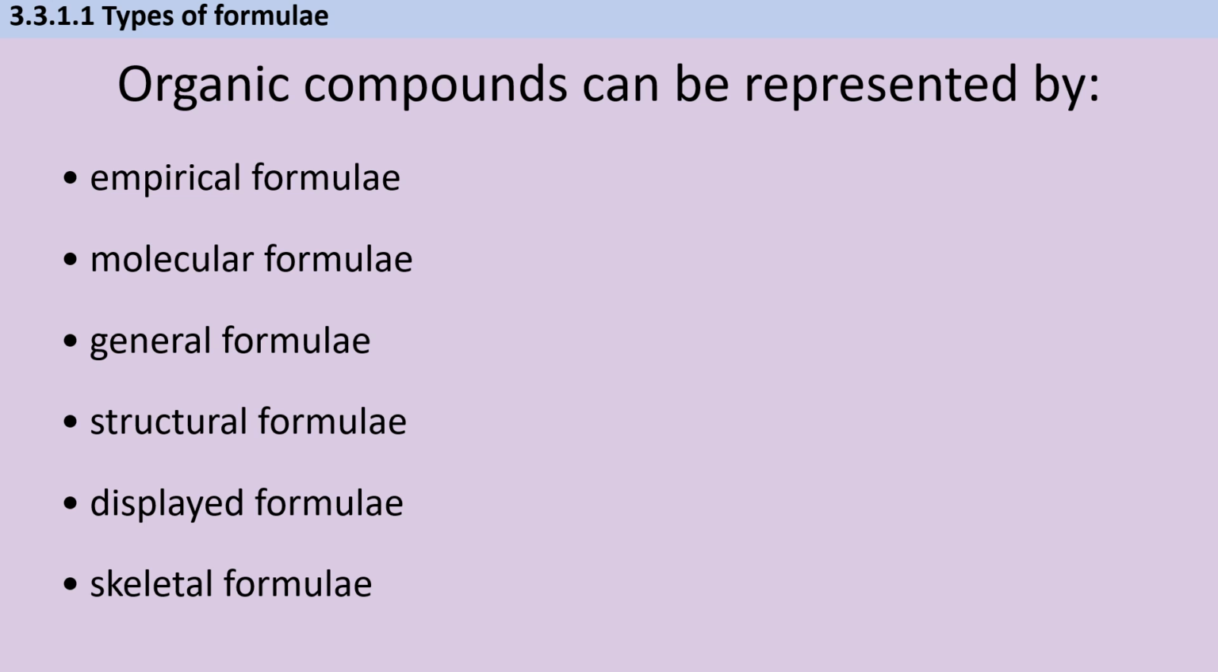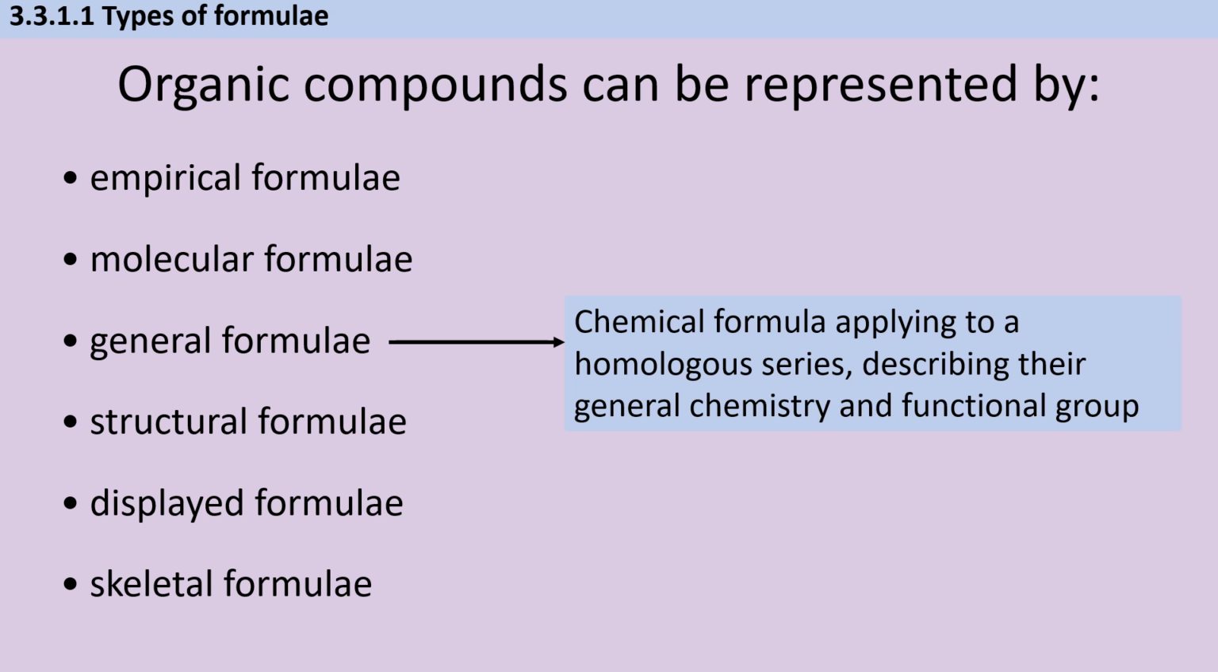So next we're going to look at the general formula, and you would certainly have heard this term if you did AQA GCSE chemistry or combined science with reference to the alkanes and maybe the alkenes. So a general formula applies to the whole of a homologous series. So that could be something like alkanes or alkenes or alcohols, and it describes their general chemistry and it makes it very clear what the functional group is.